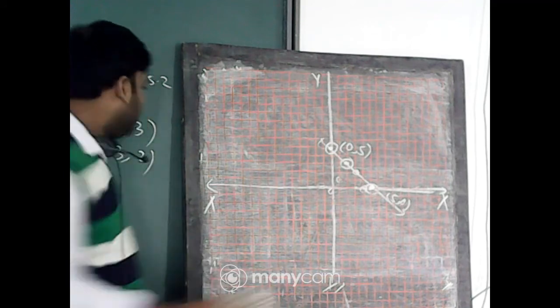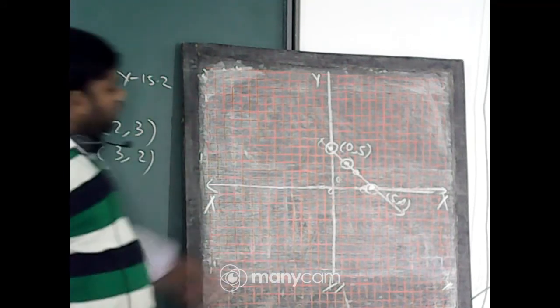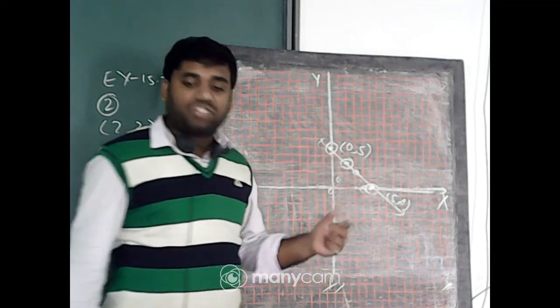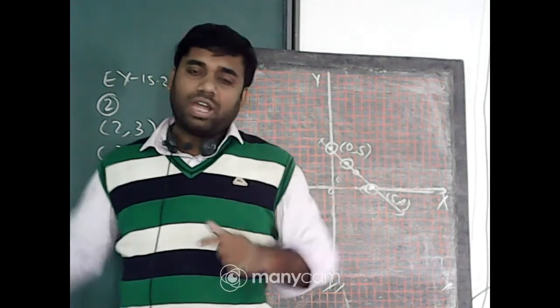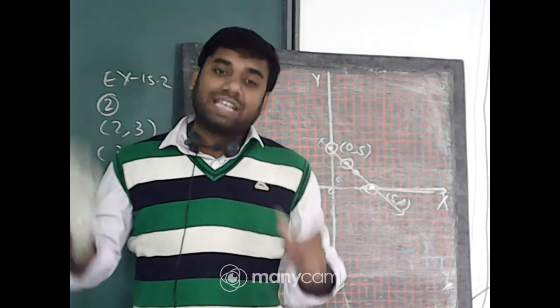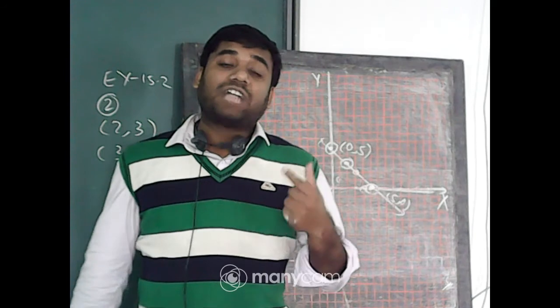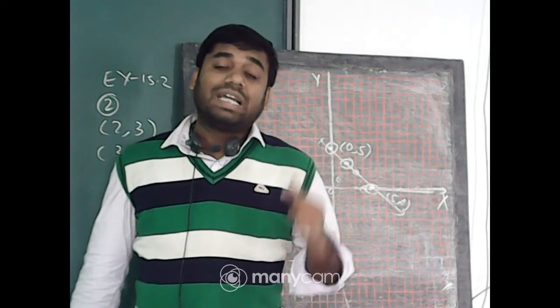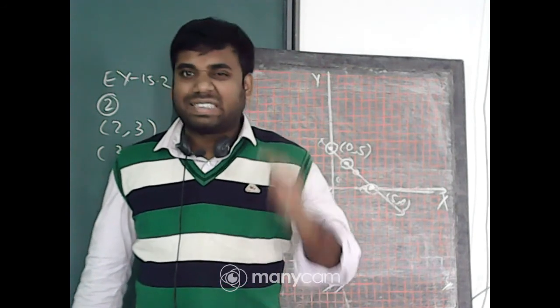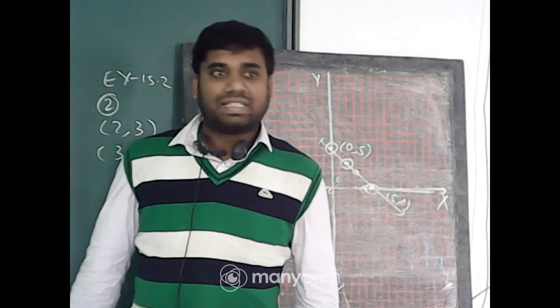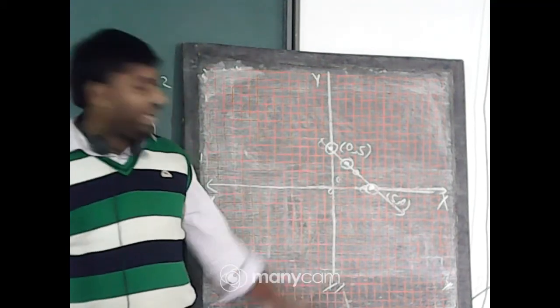Okay, I am explaining it again. First, I have drawn the points (2, 3) and (3, 2). Then draw a line through these two points. Next, I need to see where that line cuts the x-axis. Okay, that line cuts the x-axis at this point.